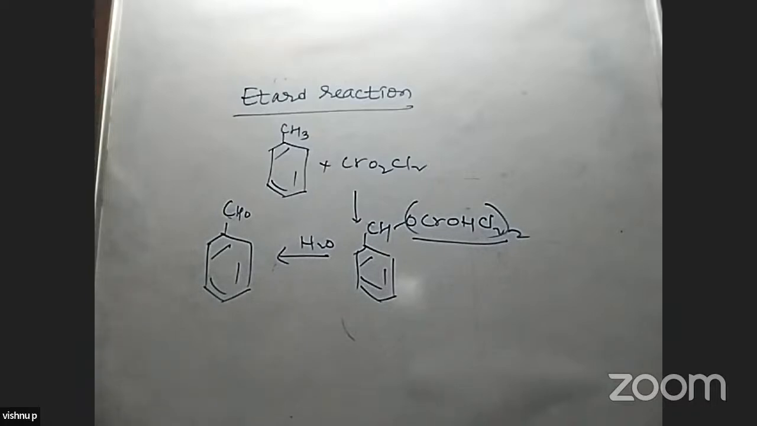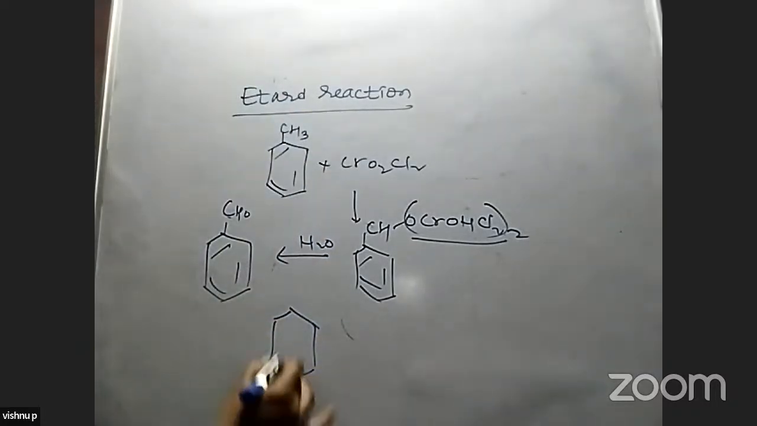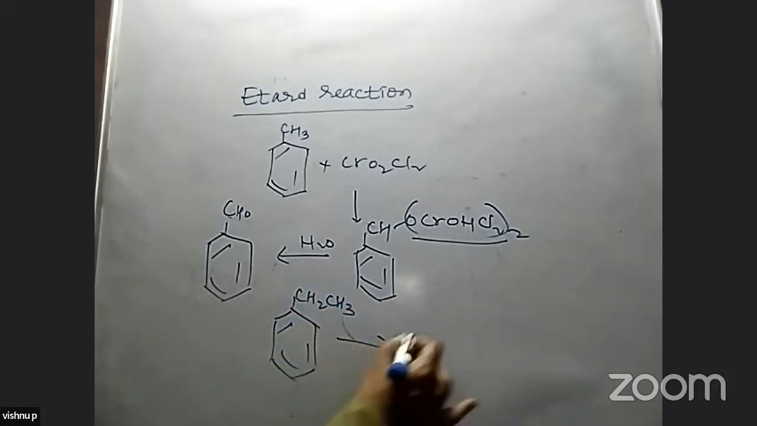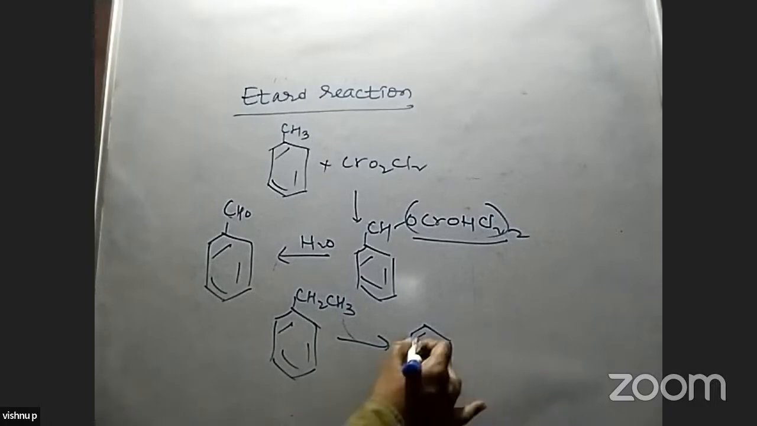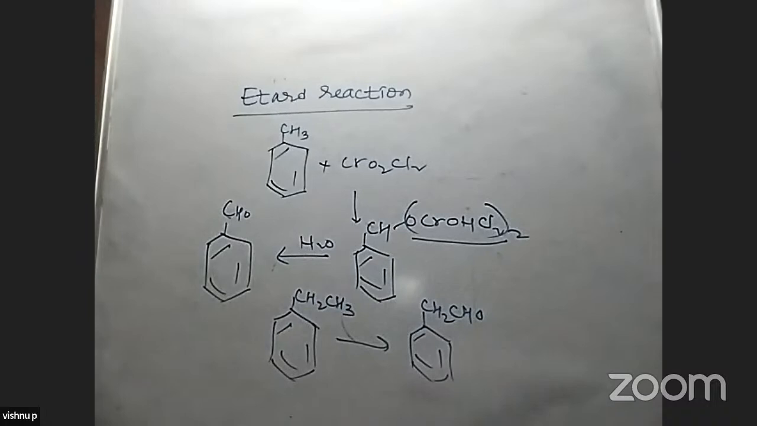So instead of toluene, if you take ethyl benzene, what type of compound is formed? What is ethyl benzene? CH2CH3. So what type of compound is formed in this Etard reaction? We get CH2CHO formed in this reaction.